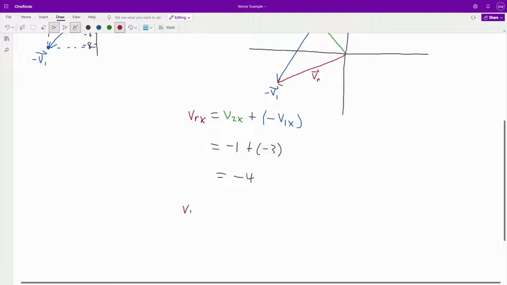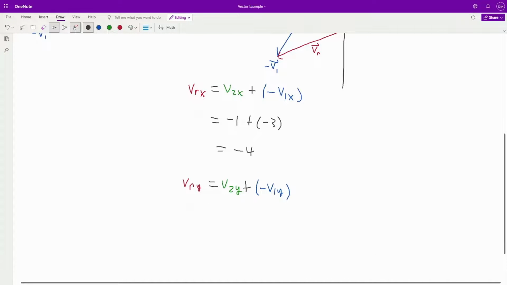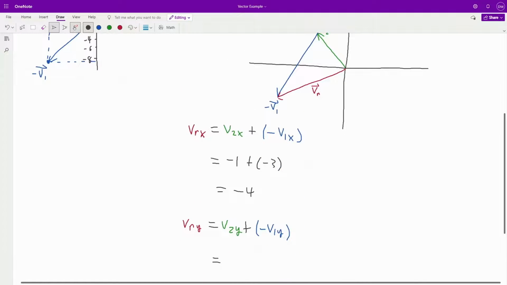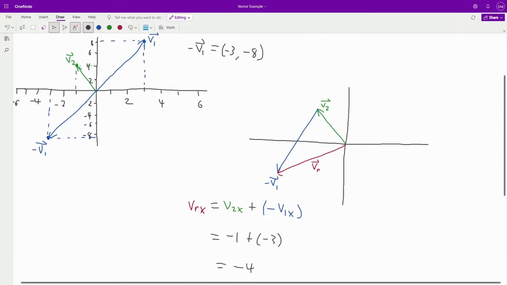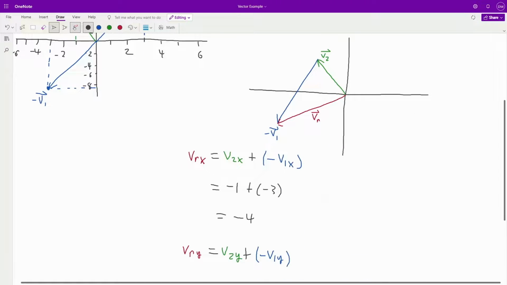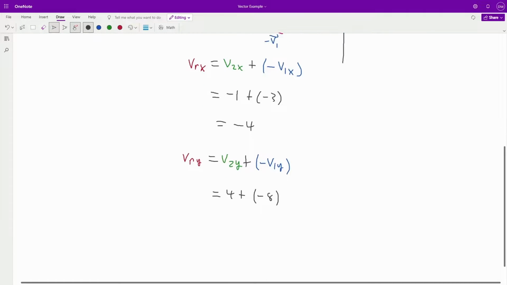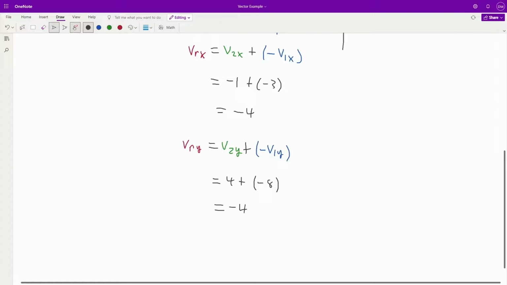We can do the same thing for the y's. We would have VRY equals V2Y plus minus V1Y. If we sub in our values again, V2Y is 4, and we're adding negative V1Y, which is negative 8. So that would be plus negative 8. If we do that, that gives us negative 4 as well.